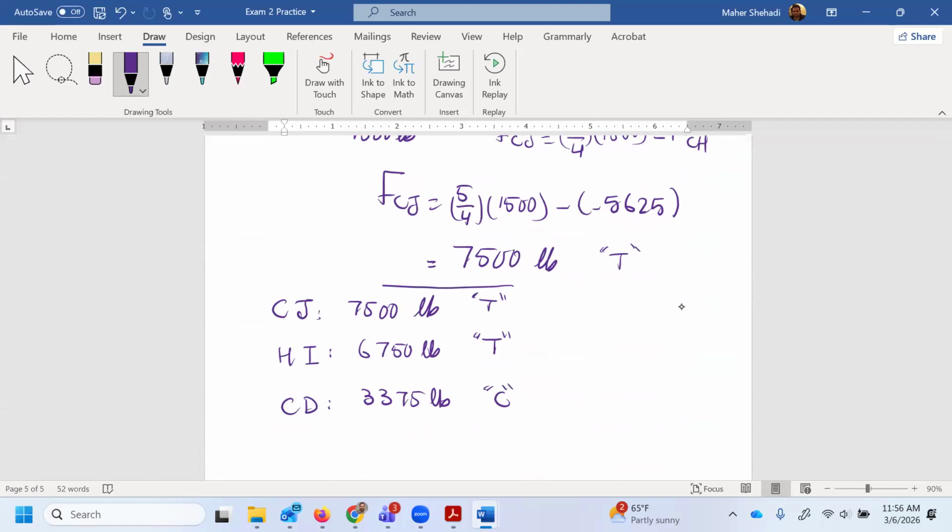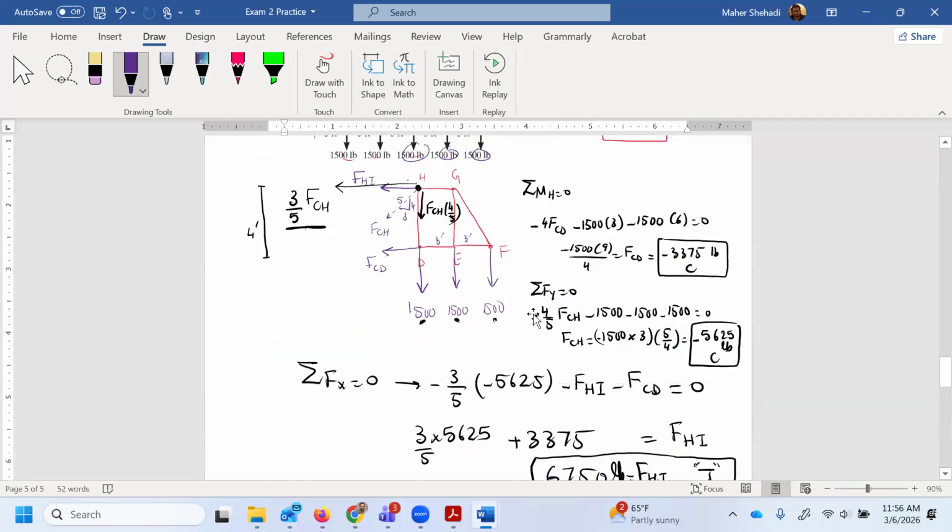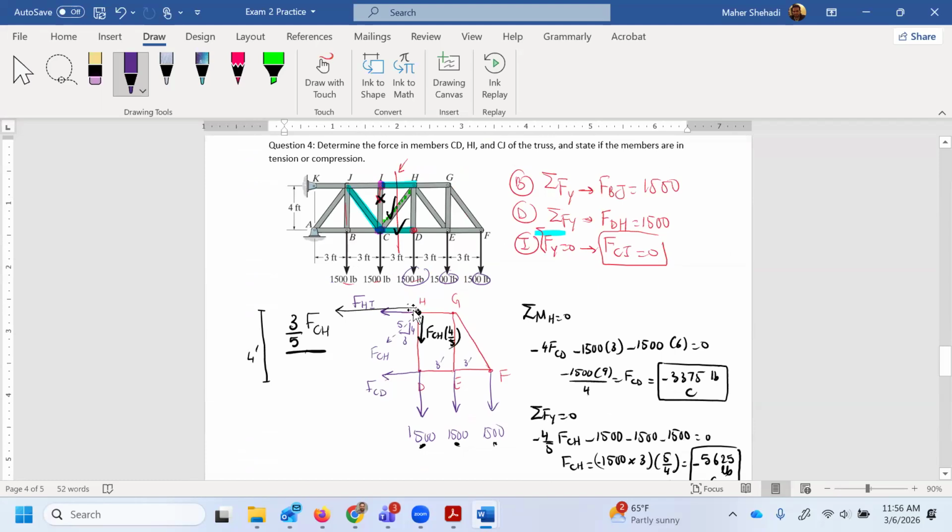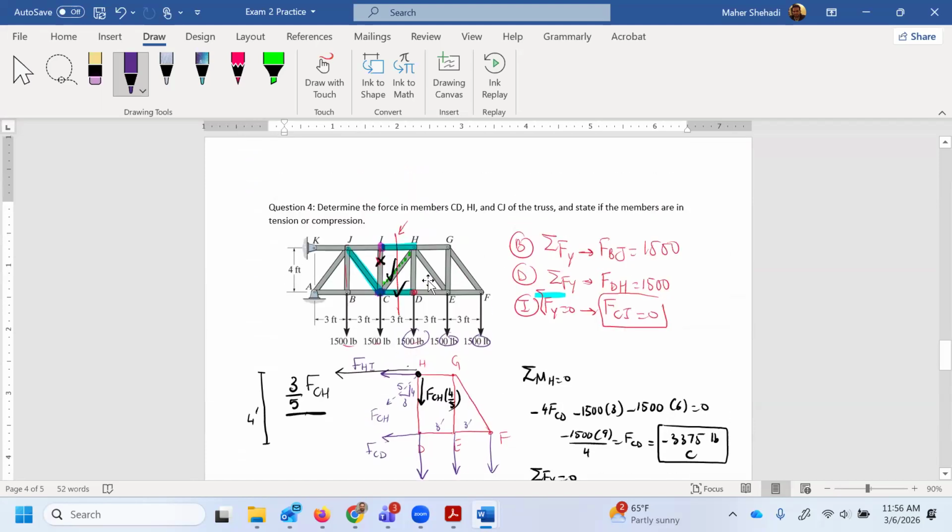Again, since I'm mentioning tension and compression, I can drop the signs. And that's the advantage of assuming that all members are always under tension. So whatever answer you get at the end, the negatives are going to be compression, the positive values are going to be under tension. Okay, and this concludes this question.